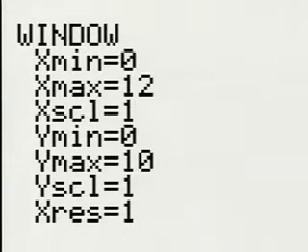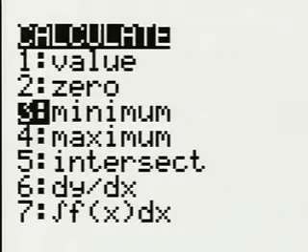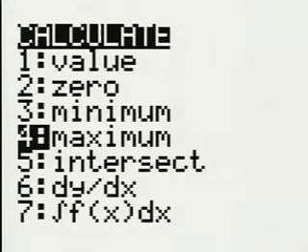We'll graph that again and see what it looks like. And we do see the entire graph between x equal to 0 and x equal to 12, so we don't need to adjust our settings anymore. For part A, we were asked to determine the highest rate during this time period, so that means we need to find the maximum. So we're going to go to our Calc menu, select option number 4 for maximum.